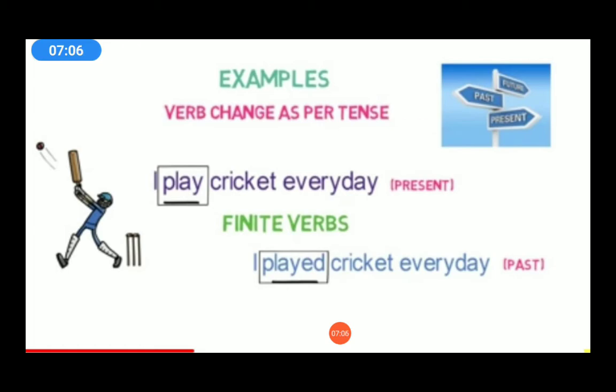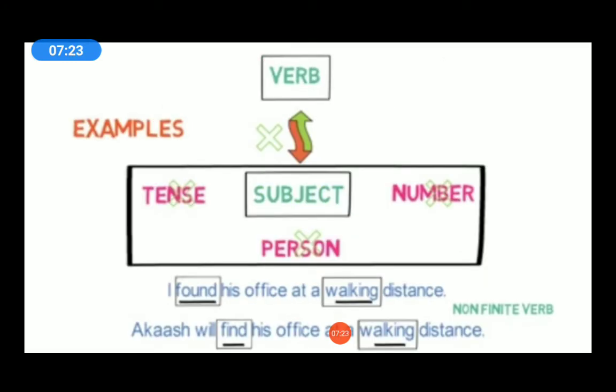So all these examples proved how a finite verb changes its form with the change in the number and person of the subject and with the change in the tense of the sentence. I think this much is clear. Now let's move towards non-finite verbs.